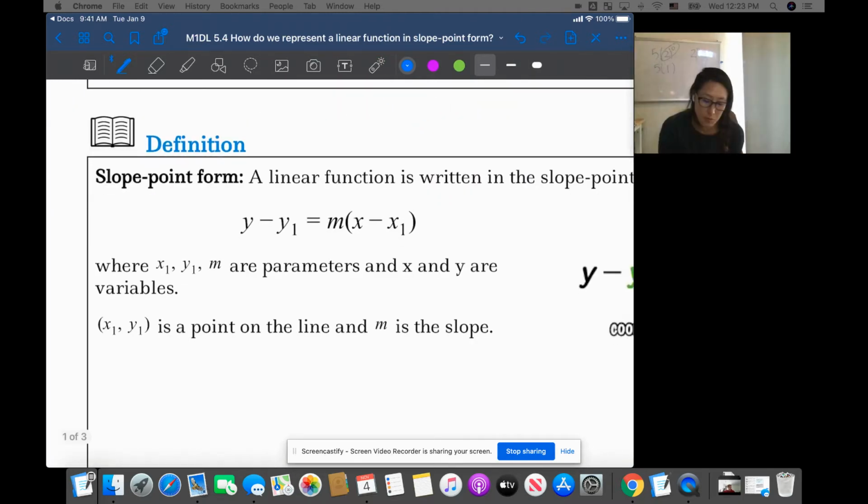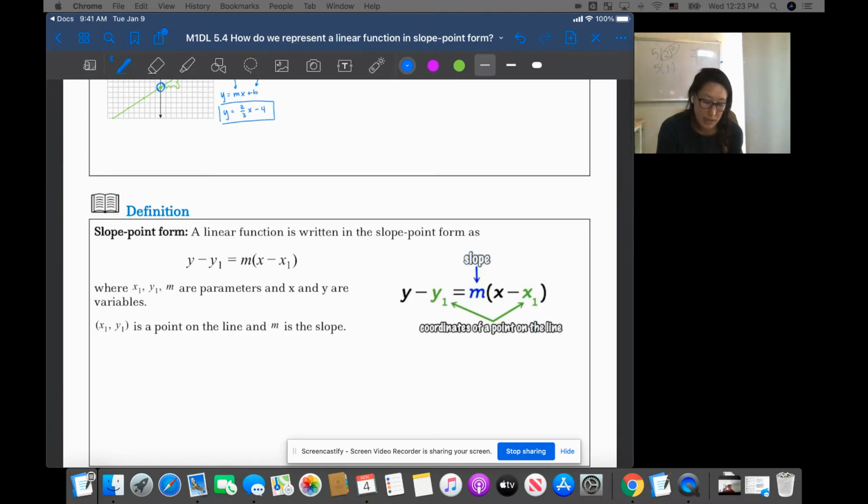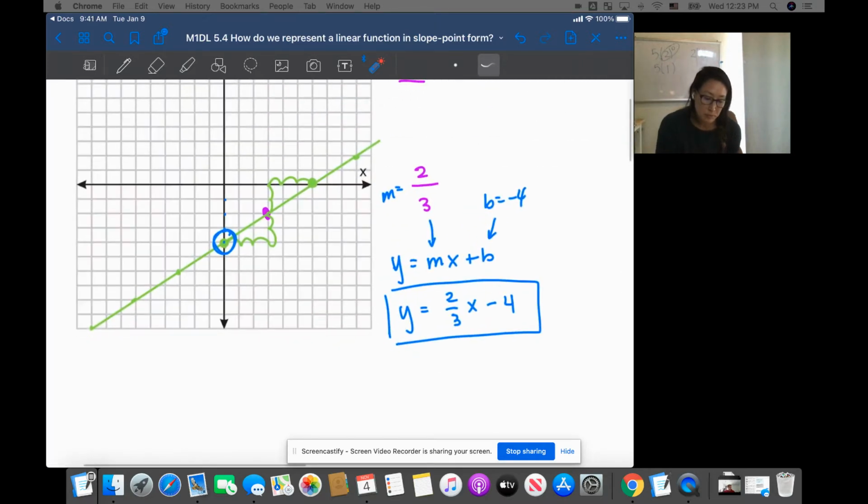So for example, well, first off, slope point form is written as y minus y1 equals the slope times x minus x1. x1, y1 is the point on the line, so any point on the line, and then m is the slope. So this is just another way to see it. The point is x1, y1, and the slope is the m. So let's go back to our warm-up.